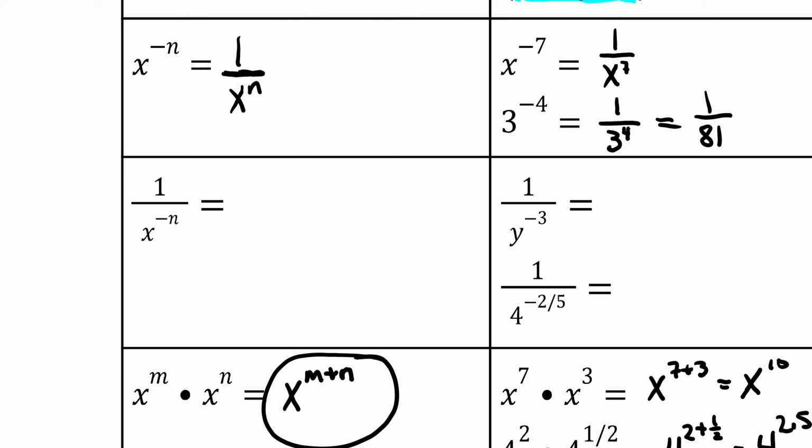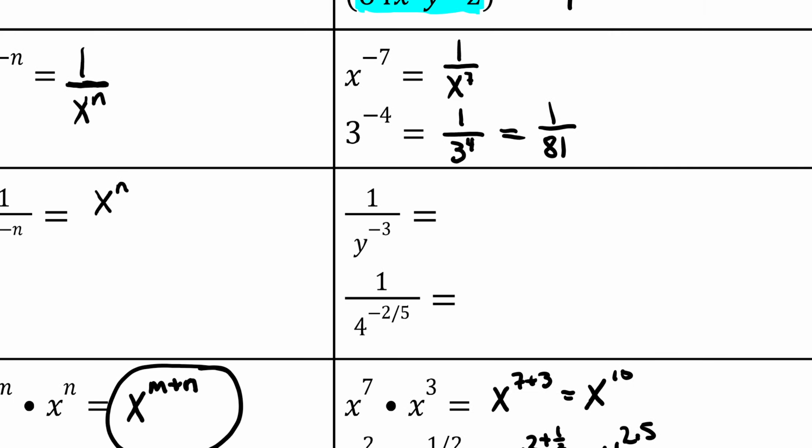That same thing applies if it's negative. If the exponent is negative in the denominator, when it crosses over the line, it changes sign. So if it's down here, negative, up here, it's x to the n. It changes the sign. So 1 over y to the minus 3 is the same as y to the 3rd power, y cubed. 1 over 4 to the minus 2/5 power is 4 to the 2/5 power, because it just becomes positive up in the numerator.